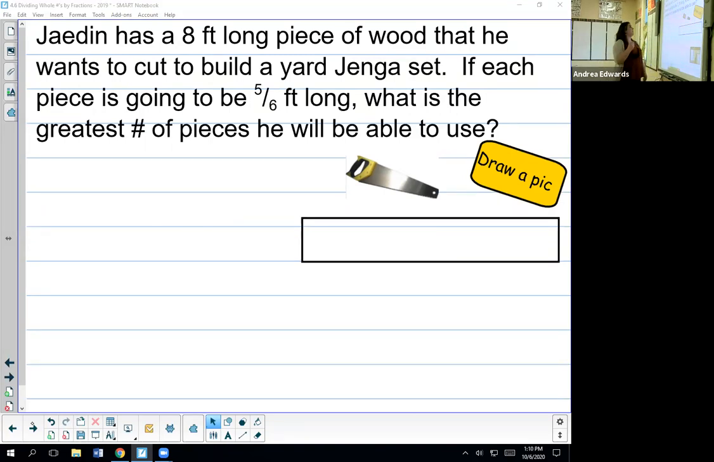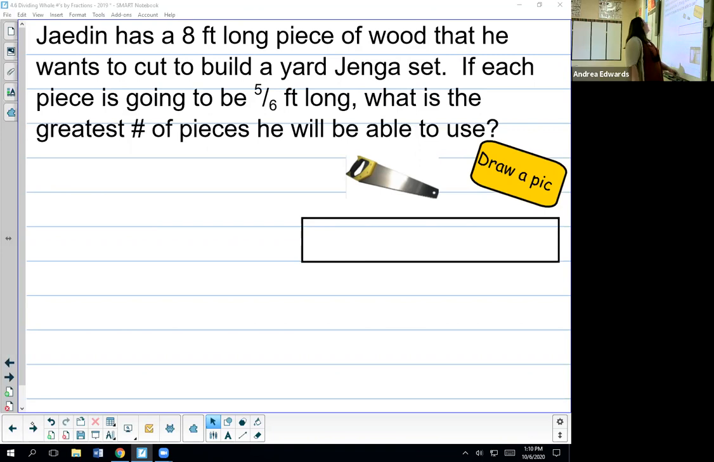So, Jaden has an 8-foot long piece of wood that he wants to cut to build a yard Jenga set. You know, like the big Jenga? Need one of those, it's so expensive. Giant Jenga. I do have giant tic-tac-toe, not tic-tac-toe, Yahtzee. I have a giant Yahtzee. But it's a pain because I don't want to ruin it. Like if you throw it on the ground, it'll scratch anyway. Giant Jenga. Wow, that was a tangent.